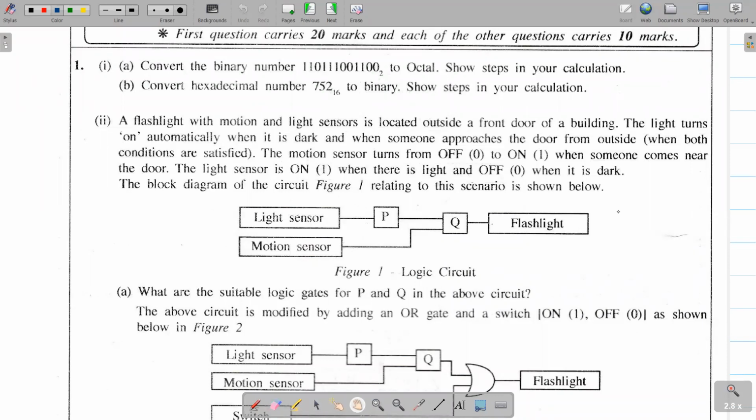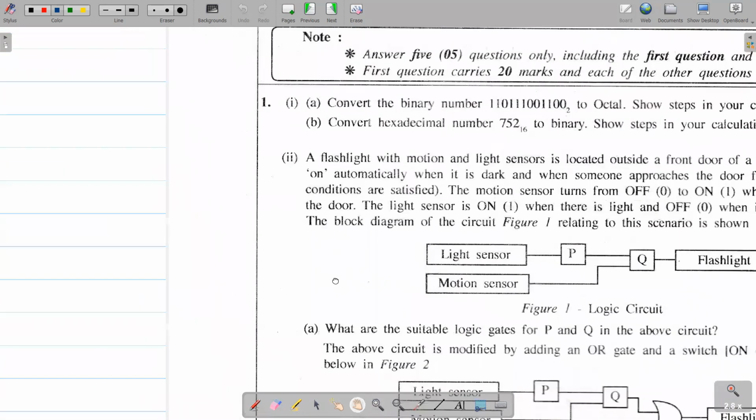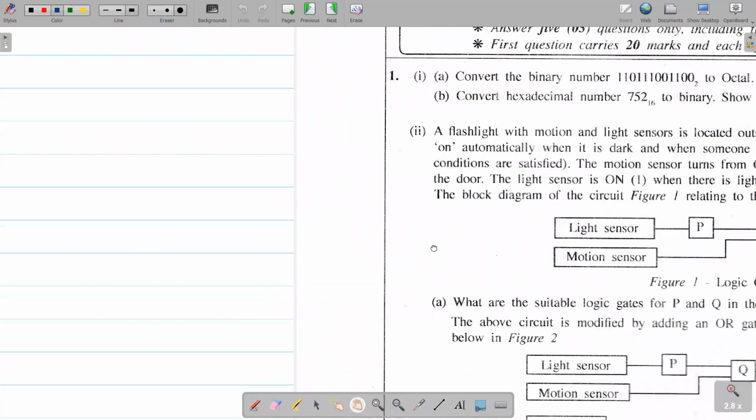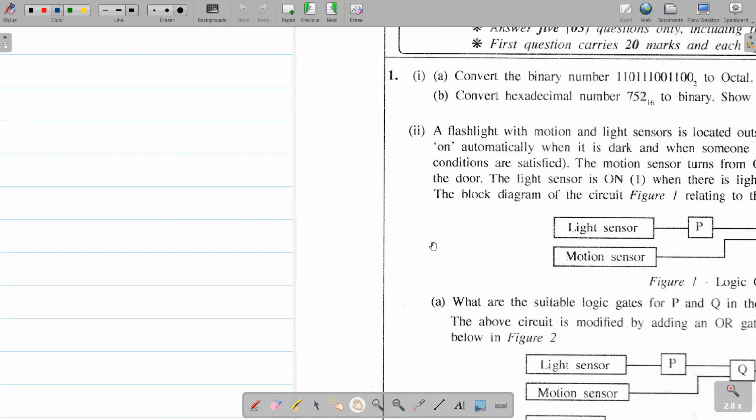Okay, so the first question of the 2017 paper is to convert the binary number to octal, showing steps in your calculation. When you are doing something like this, you need to be very careful about your steps, right? So you better show how you are going to do the octal conversion. You can go into it like this. Carefully write down the things that you need to work with.